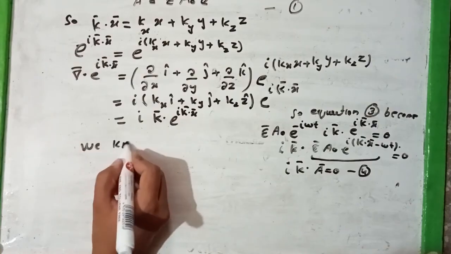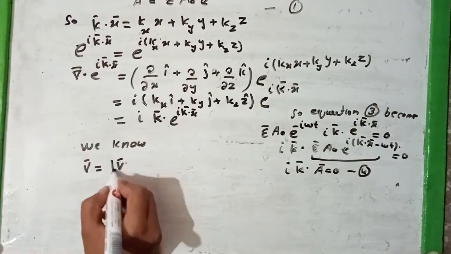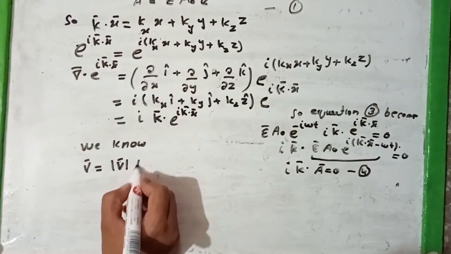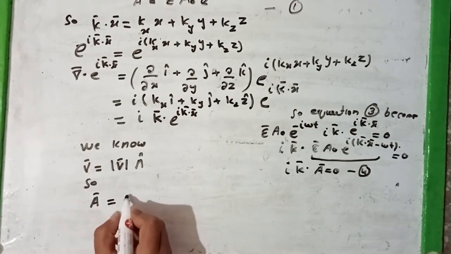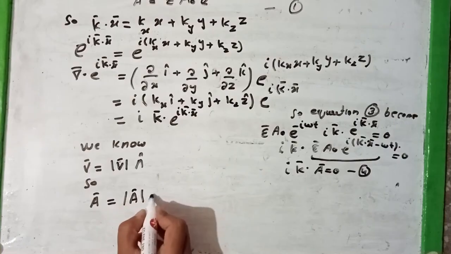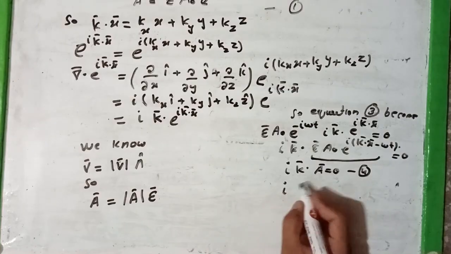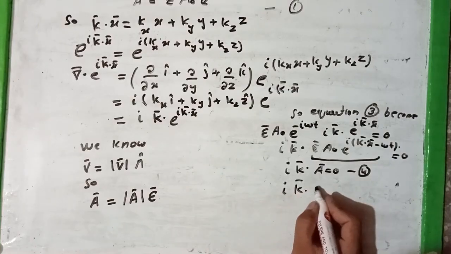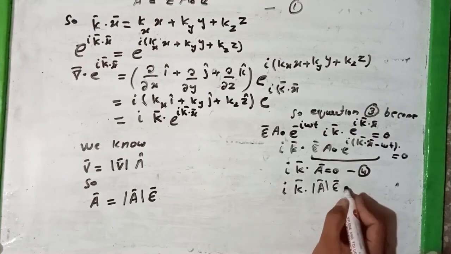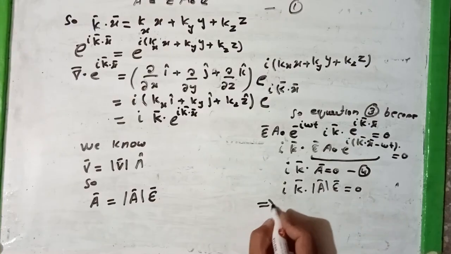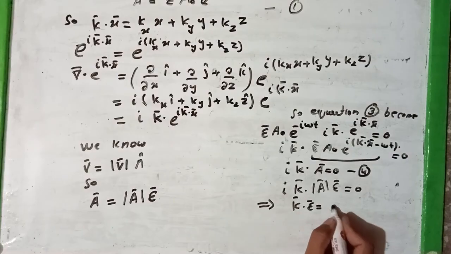We also know a vector is equal to vector magnitude multiplied by unit vector. So A vector is equal to magnitude of A and unit vector epsilon. So equation 4 becomes iota k dot magnitude of A epsilon is equal to 0, which implies k dot epsilon is equal to 0.